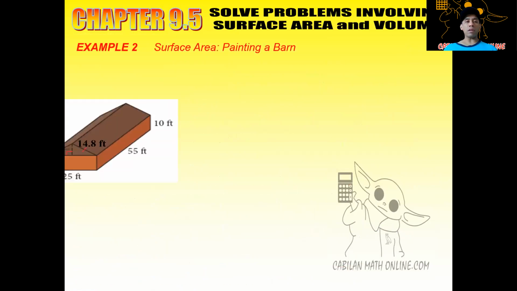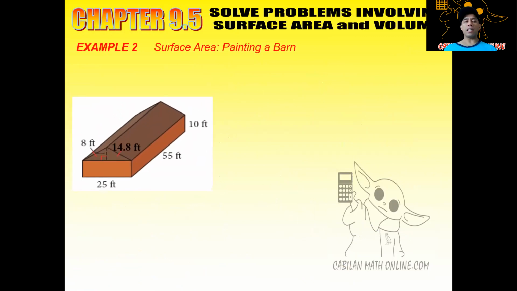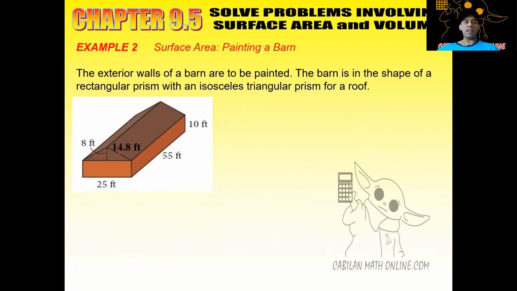All right, so the next thing we're going to do here is calculate the surface area of the barn. Now this one is going to be a little bit tricky, and it does require multiple steps. So again, please be patient with this example. What we have to understand here is that the exterior walls of the barn are to be painted, and the barn is in the shape of a rectangular prism with an isosceles triangular prism for a roof. What we want to answer for this question is to first find the total area that's to be painted.